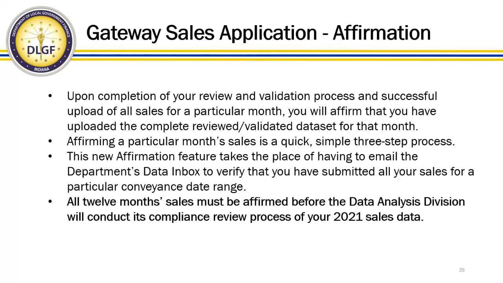Now, one thing regarding this affirmation process, and it is important to note, is that all 12 months of sales must be affirmed in the Gateway Sales Application site before the data team will even start its compliance review of the sales data. So when you are uploading your 2021 sales to the Gateway Sales Application site, you want to verify that each month has been affirmed in the system, because we will not actually start looking at your sales data until all 12 months have been affirmed.